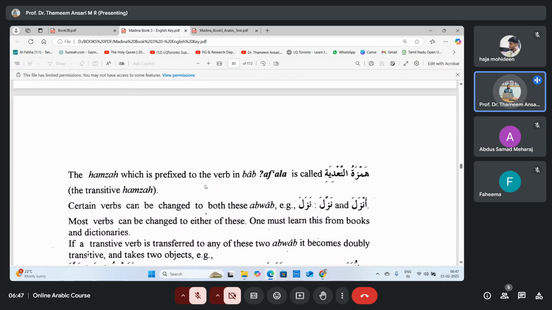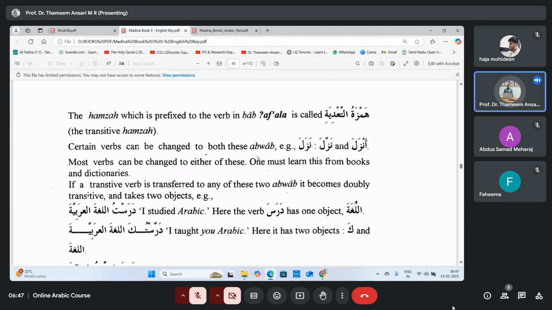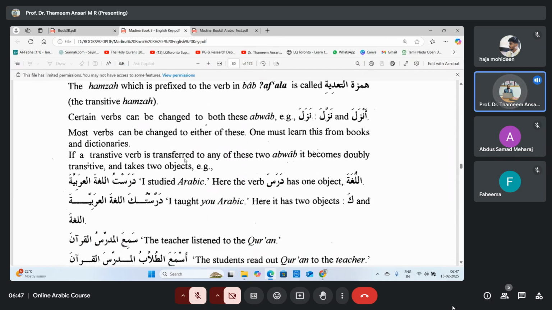Next, the hamza, which is prefix to the verb in bab af'ala, is called hamzatu at-ta'diyati, the transitive hamza. Certain verbs can be changed to both of these above. Example, nazzala and anzala. Most verbs can be changed to either of these. One must learn this from books and dictionaries. A transitive verb can be transferred by either of these two above. It becomes doubly transitive and takes two objects.